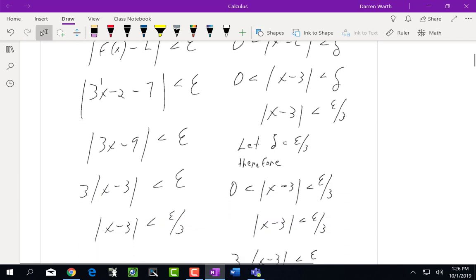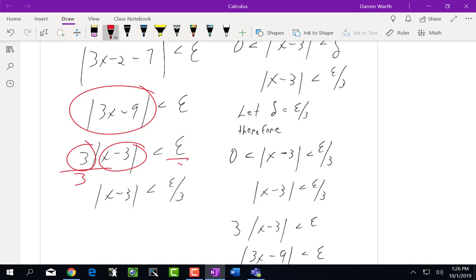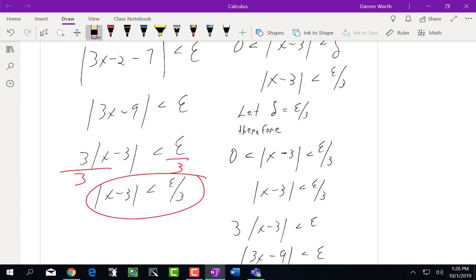So solving this down, I'm going to take 3x minus 2 minus 7. So negative 2 and negative 7 is going to give me 3x minus 9. Now I'm going to go ahead and factor out this 3. So when I factor out this 3, I get 3 times the absolute value of x minus 3 is less than epsilon. And then I end up dividing both sides by 3. I get the absolute value of x minus 3 is less than epsilon over 3. Now that I've done that, it matches with this other side.